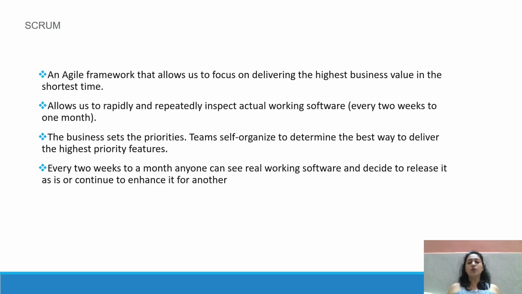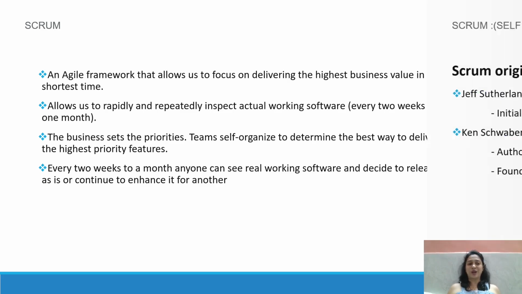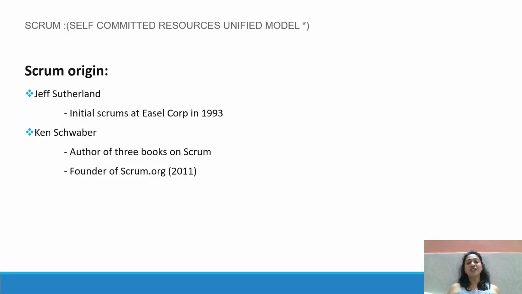Every 2 weeks to a month, anyone can see real working software and decide to release it as is or continue to enhance it for another sprint. Correct? This is Scrum. As for the origin, Scrum was initially founded in 1993. Then the author of three books on Scrum, who is the founder of the Scrum.org organization, came in 2011. After that, we are getting the certifications and those things.